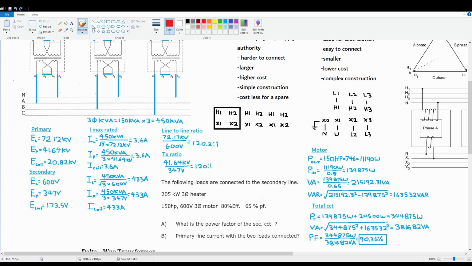All right, now for our max rated current, it's pretty much the same thing in how you would calculate current for three-phase electrical systems. Nothing really different. So you basically get your kVA, and then it's root 3 times your line voltage.